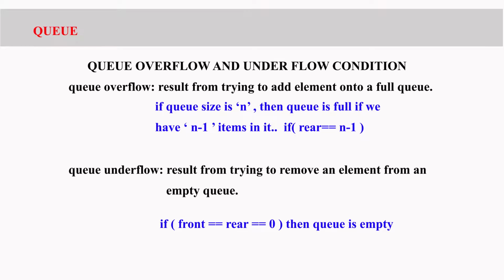Now, what is queue underflow? Queue underflow results from trying to remove an element from an empty queue. Simply we say, if front is equal to rear and rear is equal to 0, then the queue is empty. Therefore, when you try to remove an element from an empty queue, an underflow error occurs.